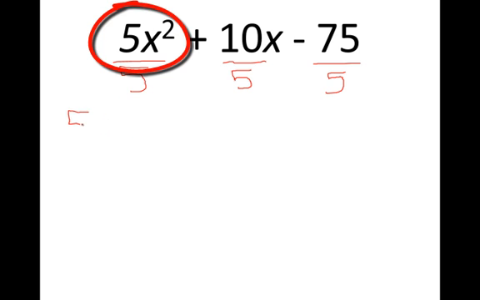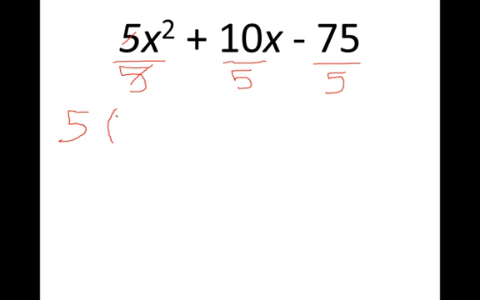So I'm going to have my 5 outside a bracket. I'm going to work each monomial by itself. So 5x squared divided by 5, that's going to cross out the 5, and I'm just going to have here an x squared, plus 10 divided by 5 is 2, then keep my x, minus 75 divided by 5 is 15.